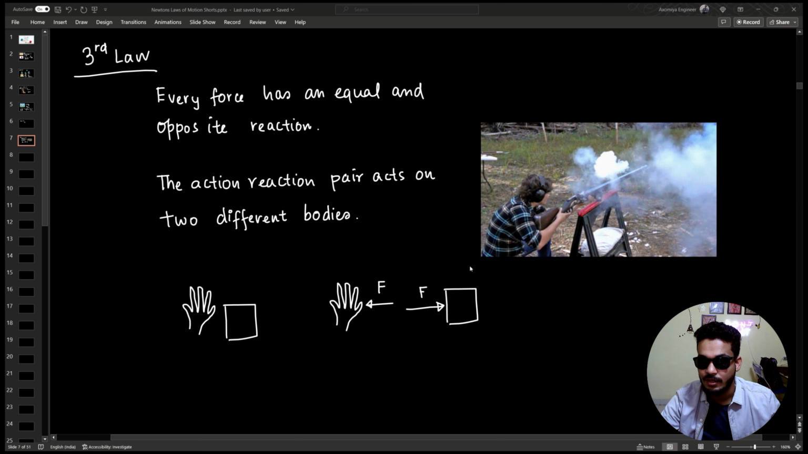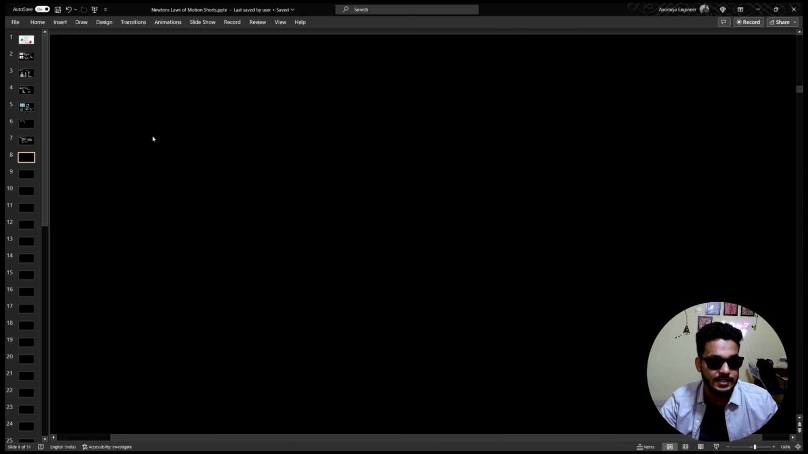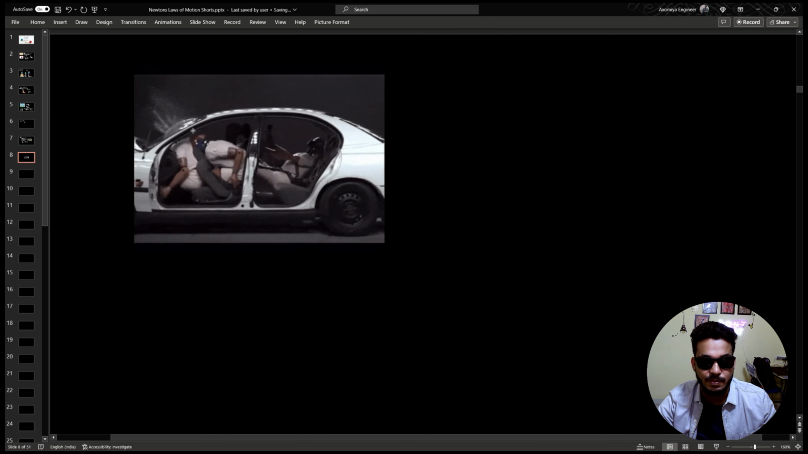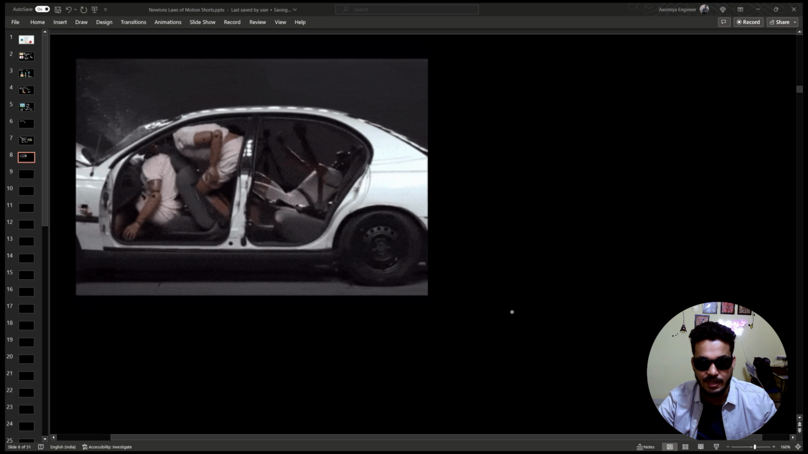Okay, now I have one more example. I think I had it somewhere. Okay, one question I had for you guys is this one. How will you explain this particular scenario? With what law will you explain this particular scenario? Have a go at it. Think on which law this is properly validating.